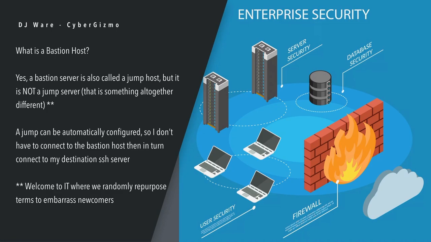In our case today, we're attempting to bridge one or more firewalls, allow a connection from the outside to come in, and be able to access a server on the inside of the network. However, you can use Bastion servers on the inside of your network as well. There's no problem with that. A jump can automatically be configured so that you don't have to connect to the Bastion host and then, once you get a shell prompt, in turn connect to your destination server, which is the whole reason why we want to talk about that.